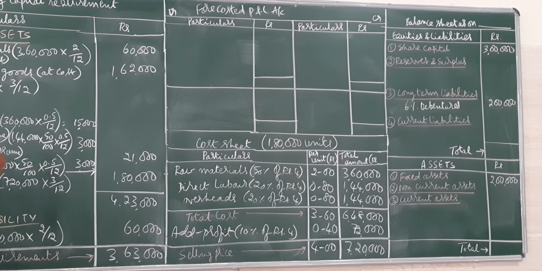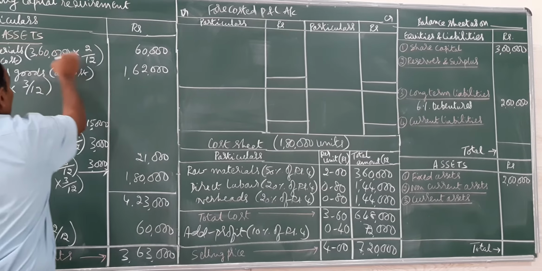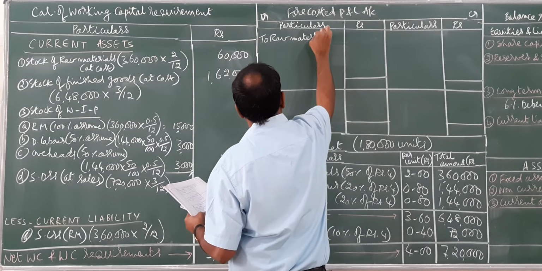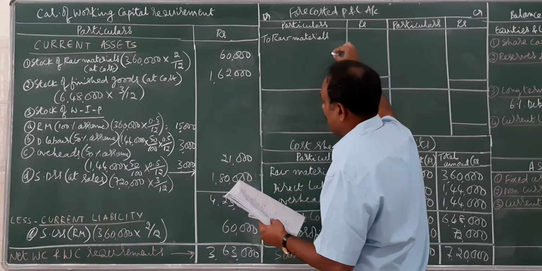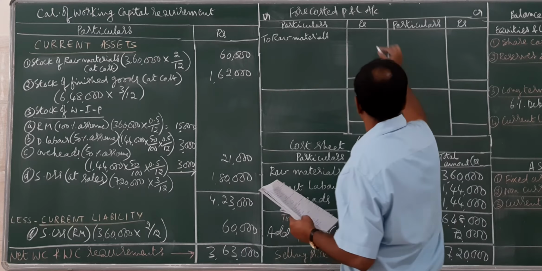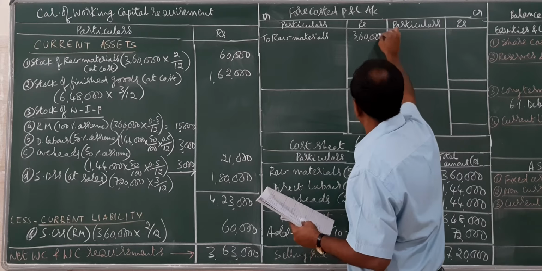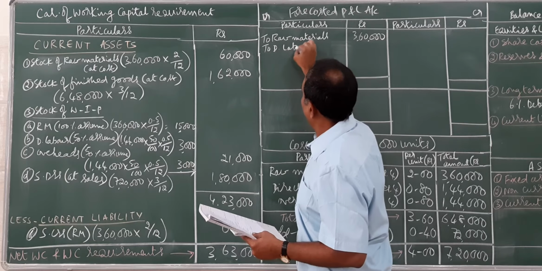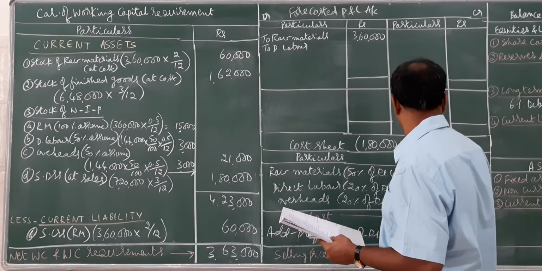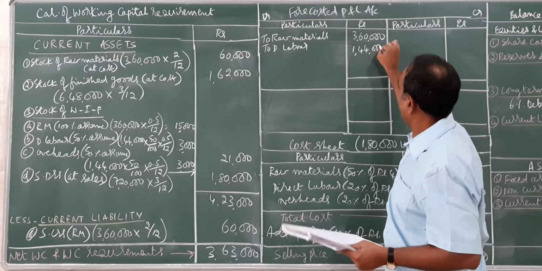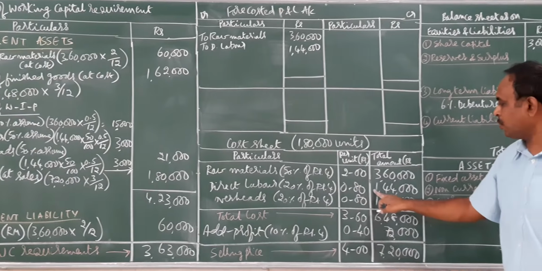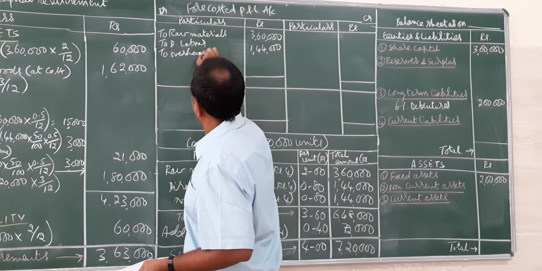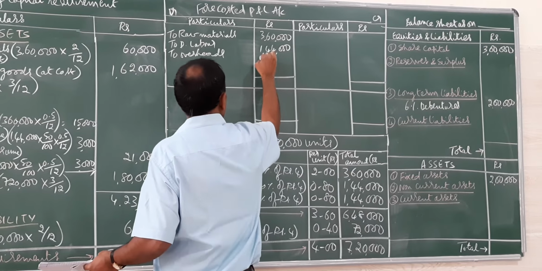So let us go by the raw materials used here. It becomes an expense for the business. So I am doing the trading account part of it. 3,60,000 total raw material consumption for 1 year. Direct labor for 1 year for 1,80,000 units: 1,44,000 for 1,80,000 units production. 1,44,000 is an expense. Then overheads also 1,44,000.